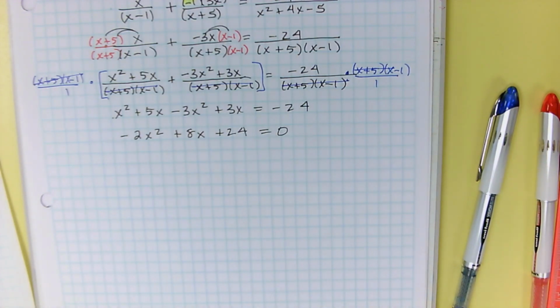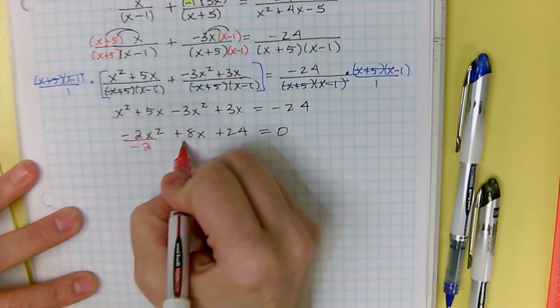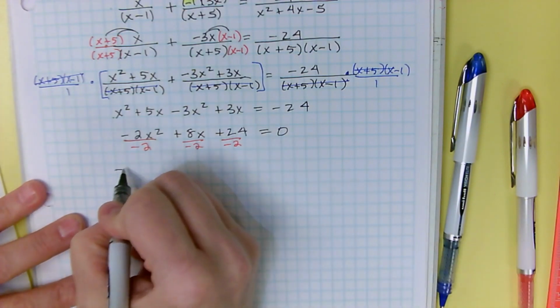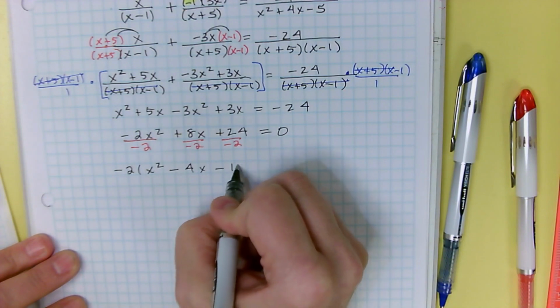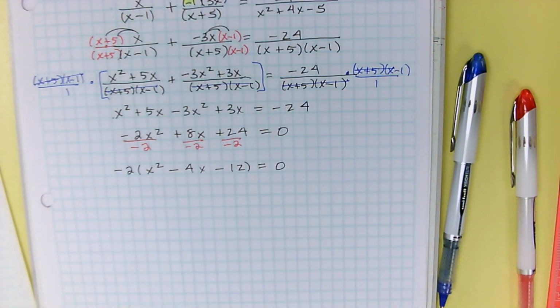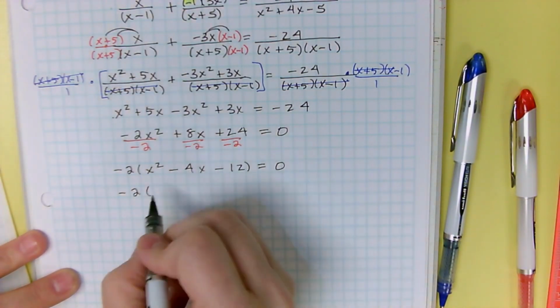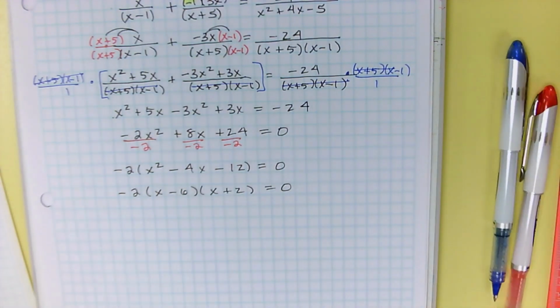All right, we're going to factor this, but I can see that I can take a 2 out of all three of those, and I'm going to take a negative out because I don't like my a's to be negative. So we're going to divide negative 2 out of all three of those. So that gives me an x squared minus 4x minus 12 equals 0. Now we're going to factor. So negative 2, and this factors into x minus 6 times x plus 2 equals 0.